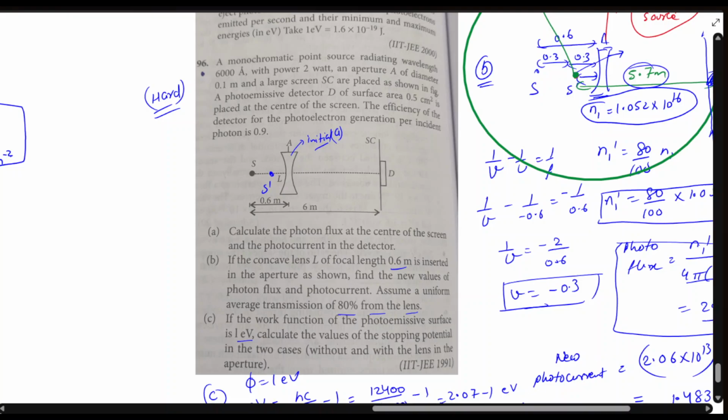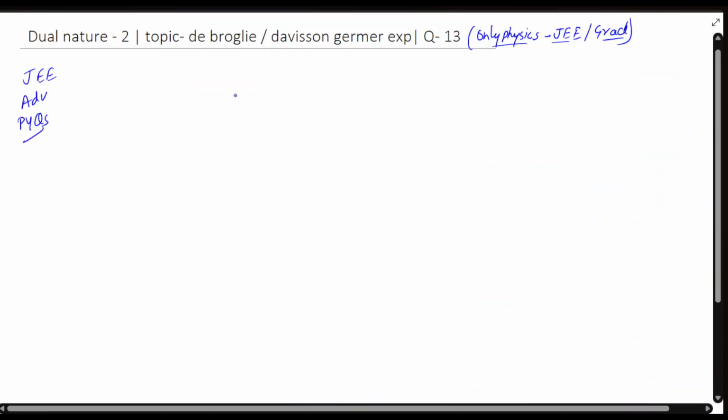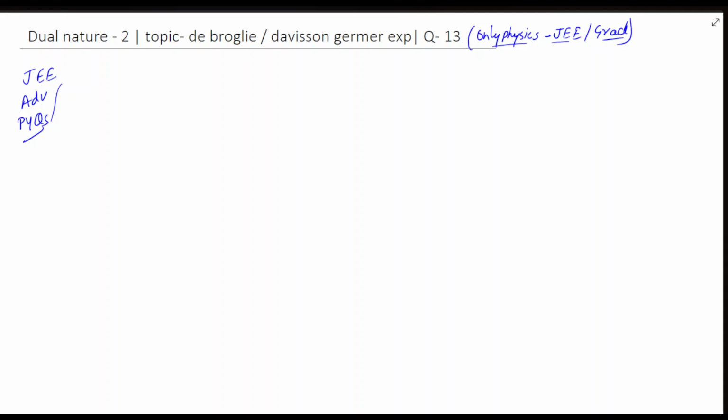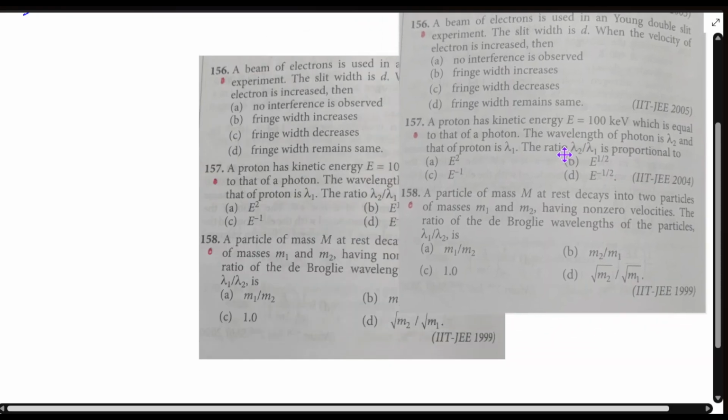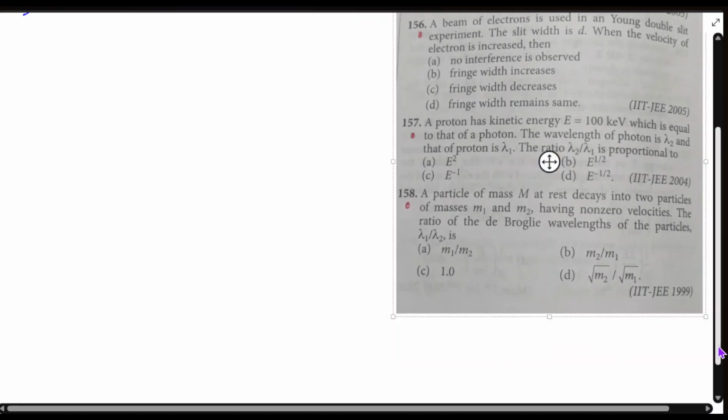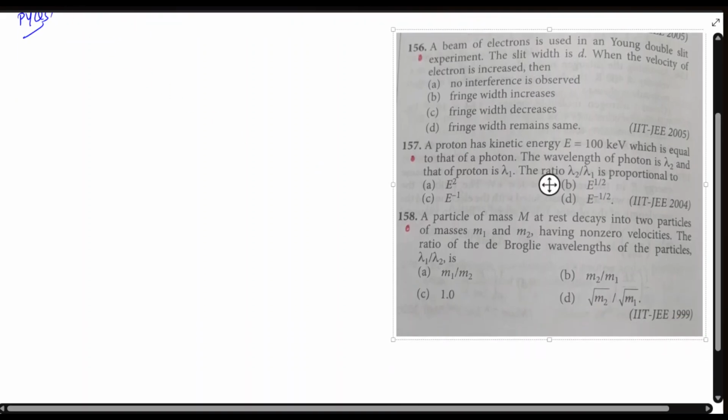Okay, so let's move on to our second topic, which is de Broglie and Davisson-Germer experiments, right? So let me put the questions in front of you really fast. So these will be the questions. So right. There will be 13 questions which we'll be discussing. Okay. Let's start with our first question.